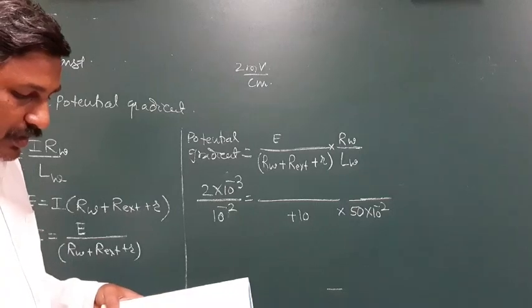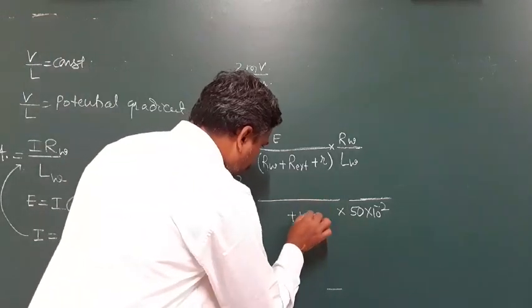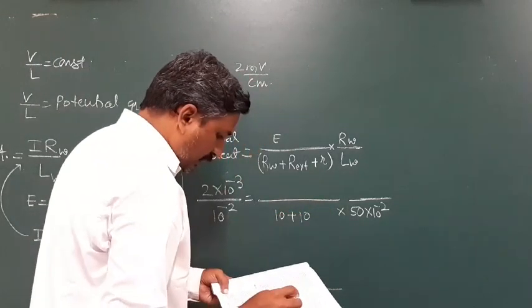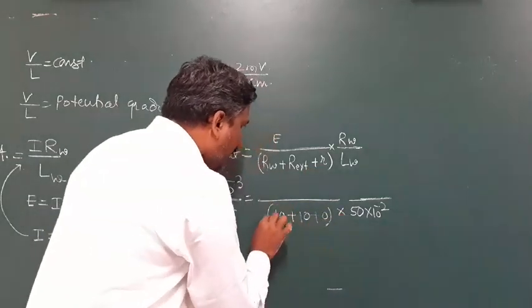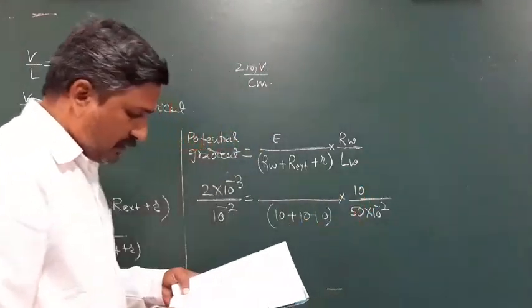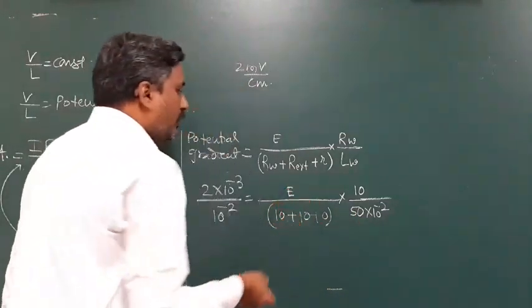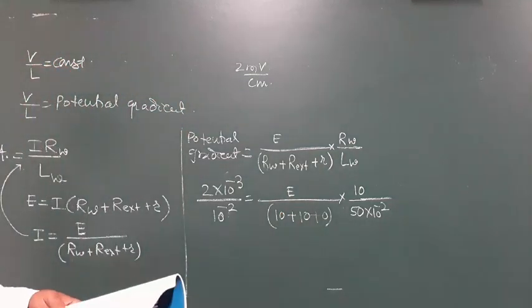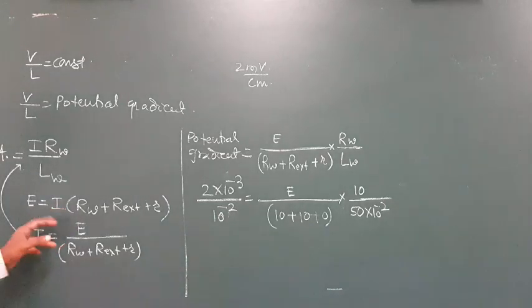The current passing through the 10 ohm resistor: the resistance of the wire is 10, the external resistance is also 10, and there is no value given for the internal resistance, so we take that value as 10 too. The EMF is not given. We have to find the EMF of the cell first, and then use it. Total resistance is given. We have to find the value of I in this example.